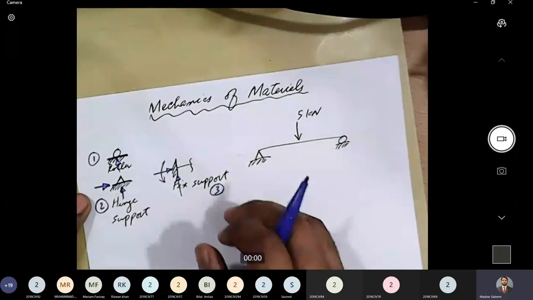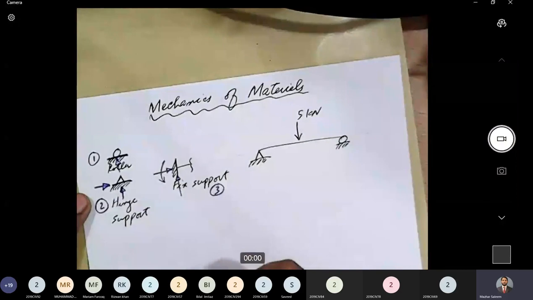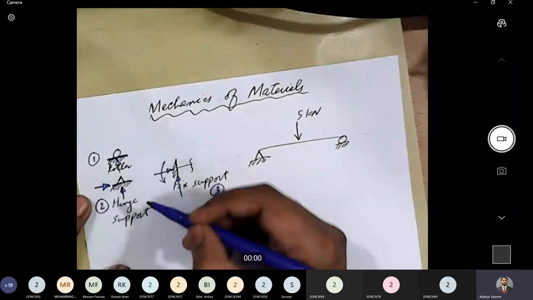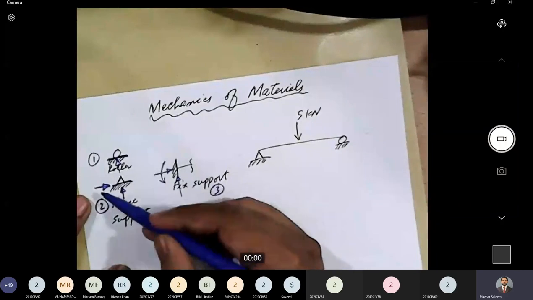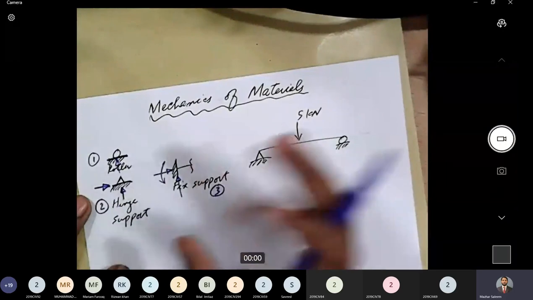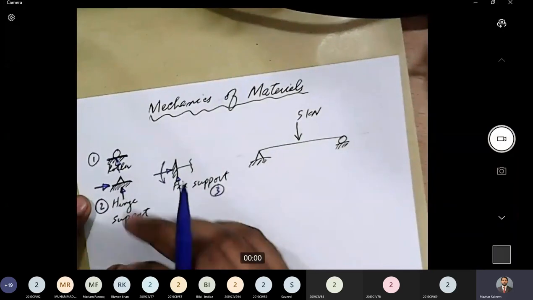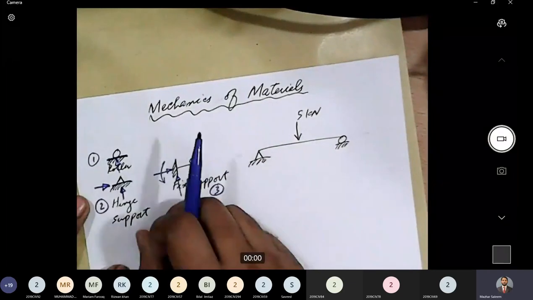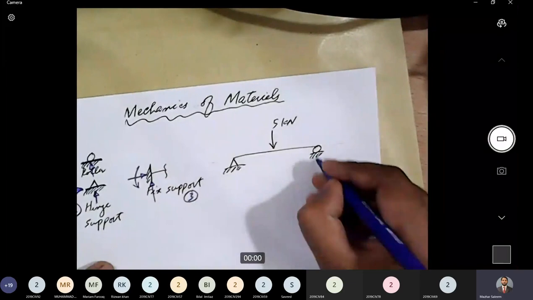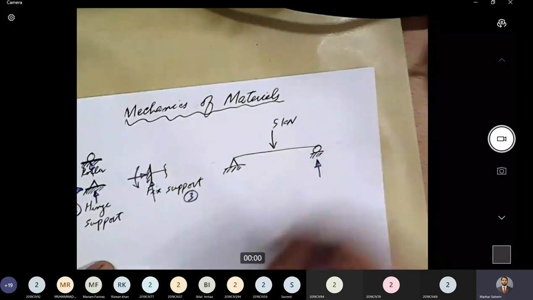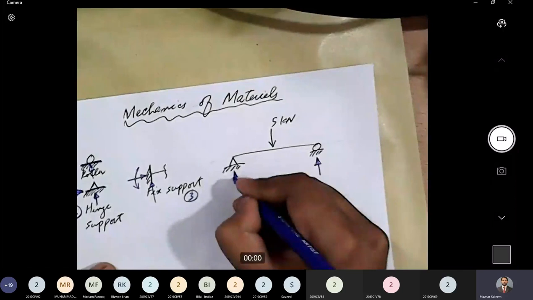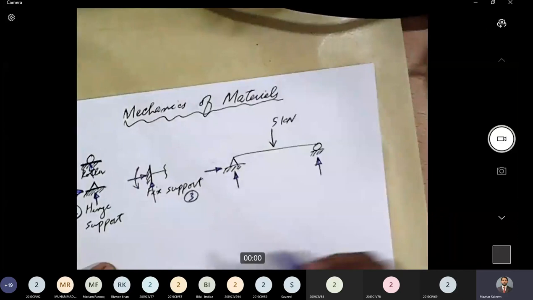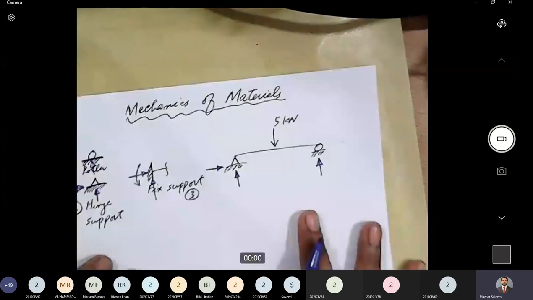One important thing to note here is that sometimes students define roller support as the one that can generate a vertical reaction, and hinge support as the one that can generate a vertical and a horizontal reaction. In general, this is fine, but this statement is not true in all cases because these supports may be provided in different orientations. For example, here this is true. This roller support will generate one vertical reaction, and this hinge support can generate one vertical and one horizontal reaction. But in some cases, we provide supports in different orientations.